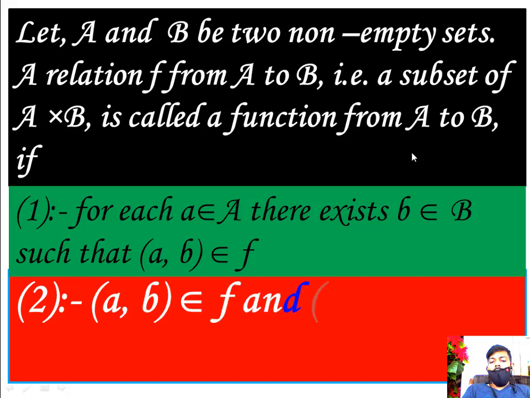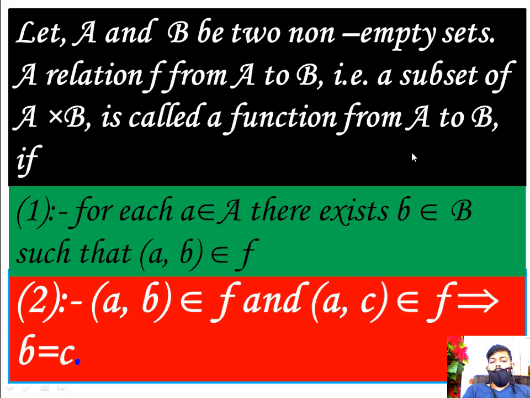ordered pair (a, b) belongs to f and (a, c) belongs to f implies b equal to c. That means the image of a is b, that is f of a equal to b, and the image of a is c, that is f of a equal to c, then b equal to c, that is these two images are same. That means this image is unique. So we can club these 1 and 2 as for each element a belongs to A, there exists a unique, so highlight the word unique, b belongs to B such that f of a equal to b or (a, b) belongs to f.